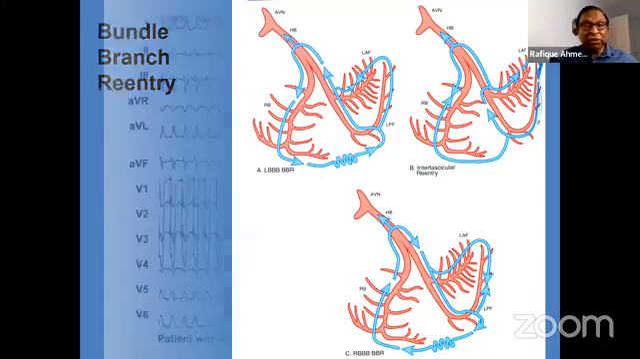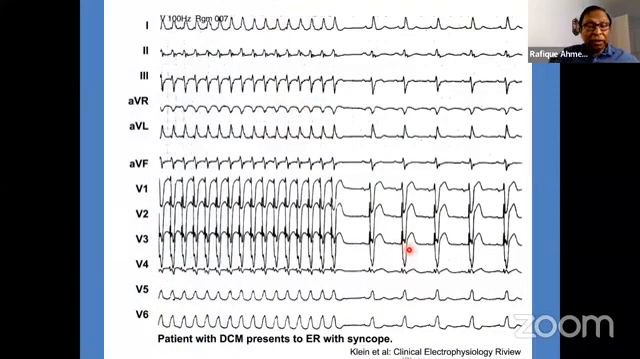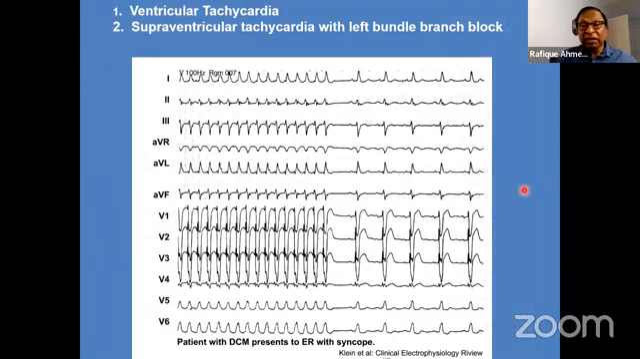I have one ECG that I would like to show and ask, please look at this ECG, and then if we have a poll, I would like to have that up. Not right now. So please look at this ECG. This is a patient with history of dilated cardiomyopathy, came to the ER with syncope, and this is the first ECG. You can see that there is a tachycardia, and then it stops. We have sinus rhythm. And the question is, what is this tachycardia?